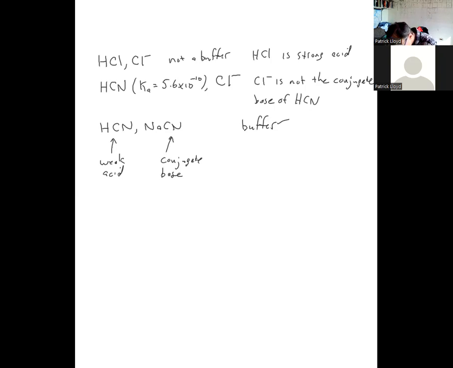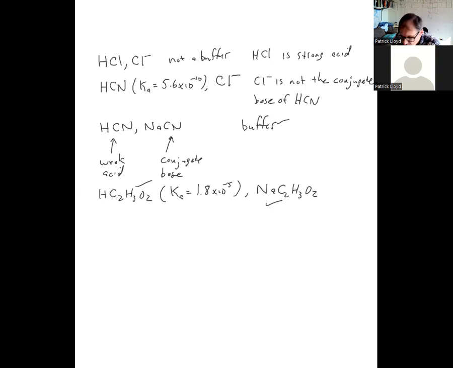Another example would be acetic acid. Acetic acid is a weak acid with a Ka of 1.8 times 10 to the minus 5. And if we were to put that with sodium acetate, that's the conjugate base right there. So good, we got the conjugate base, we got a weak acid, a mixture of those two together, that would be a buffer. And again, a buffer resists changes in pH, changes in acidity.